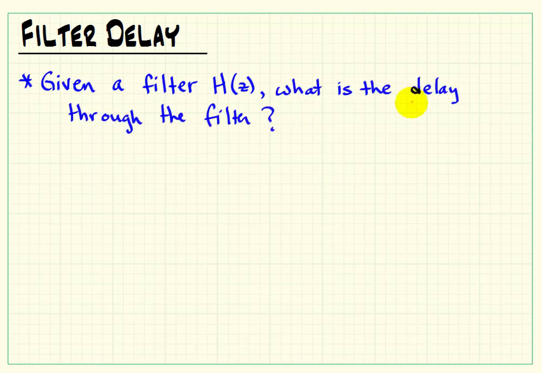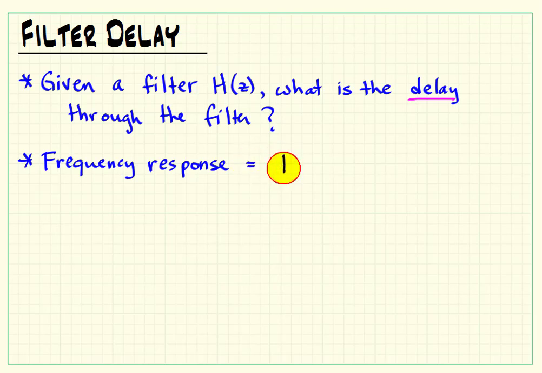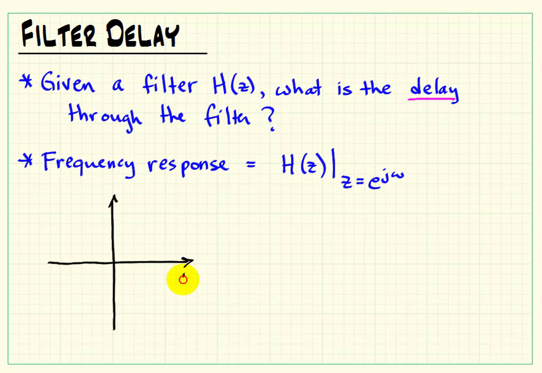Let's consider how we can find the delay of any filter. So given a filter's transfer function H of z, what is the delay through that filter? Well, we need to evaluate the frequency response of the filter before we can find its actual delay. Frequency response for a digital filter is defined as the filter's transfer function evaluated on the unit circle.